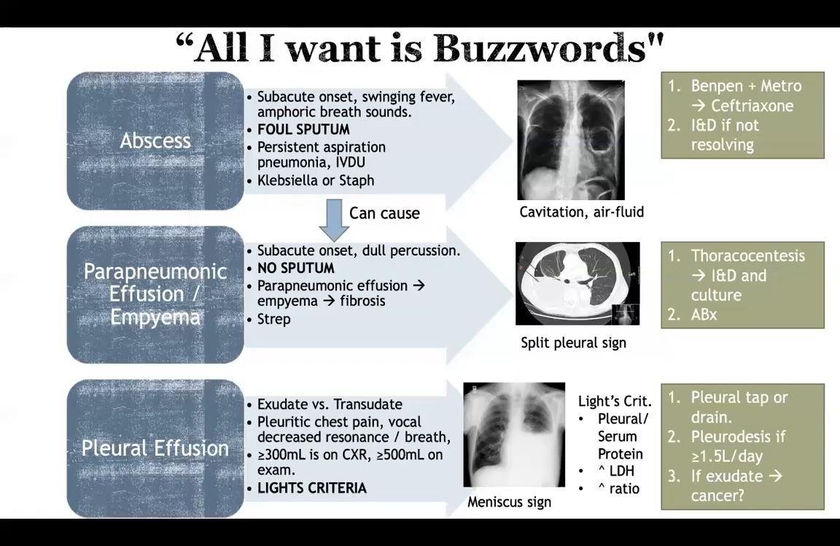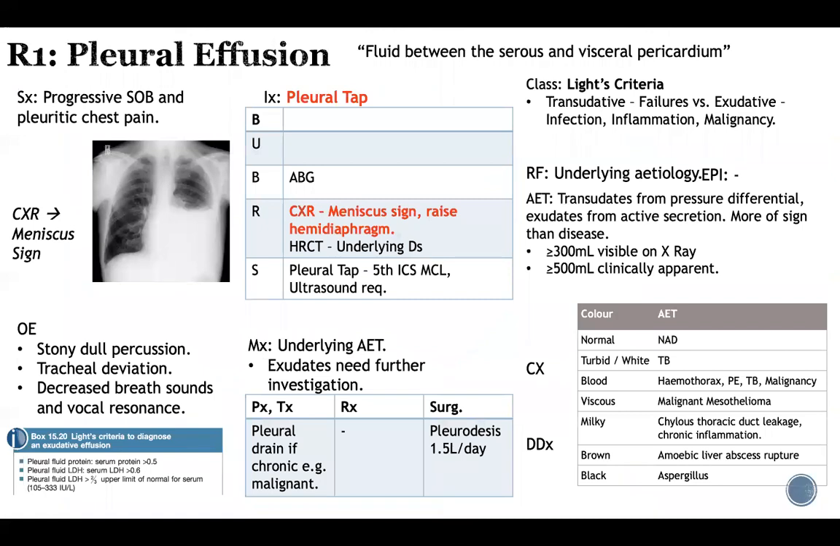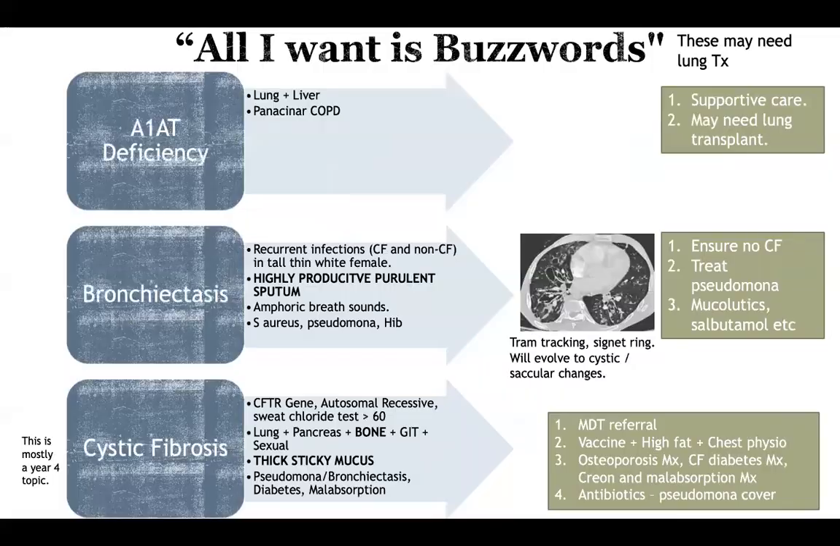You don't actually see it till it's above 300 mils though. So that's pleural effusion and what you can see in regards to it. A1AT deficiency is like maybe one question on path. They've got lung disease and liver disease, and they have pan-acinar COPD. And then you just refer them to like the Alfred lung transplant unit because they probably need one.